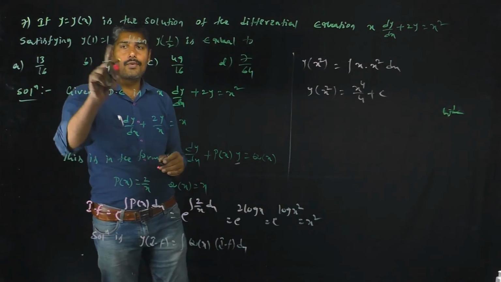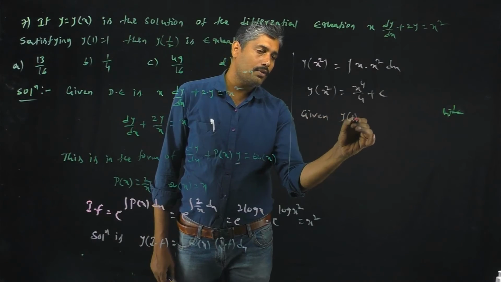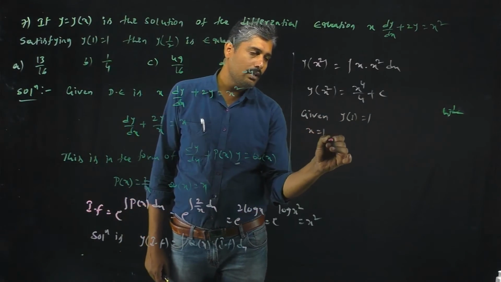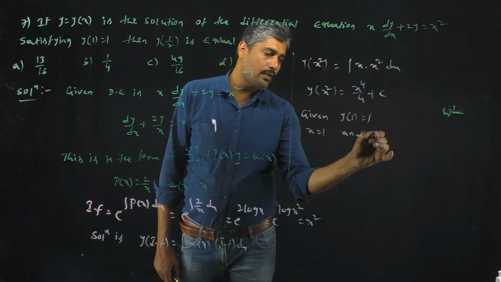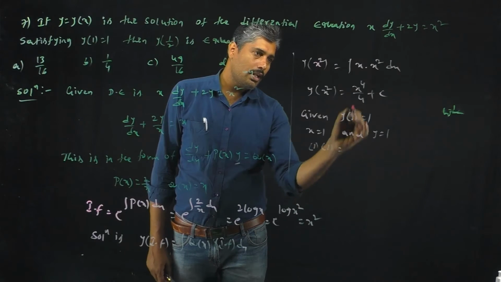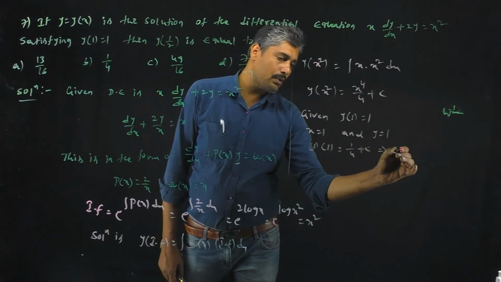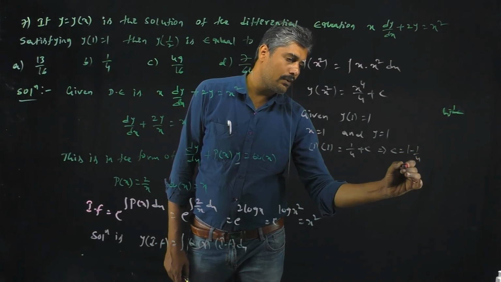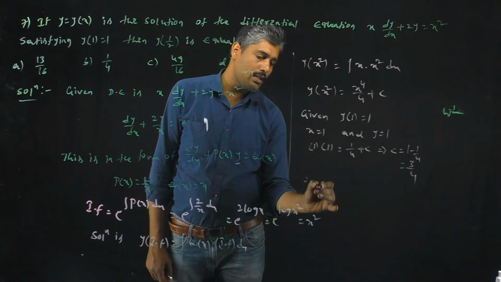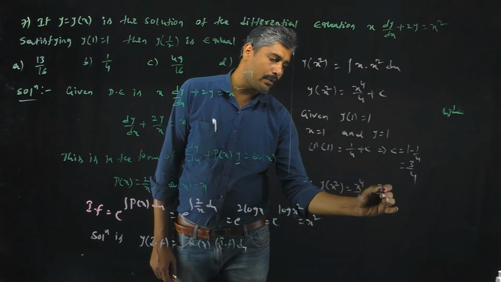Right, here y of 1 equal to 1. Given y of 1 equal to 1, where the function is y equal to y of x, here x equal to 1 and y equal to 1. Then 1 into 1 square is 1 equal to 1 power 4 by 4, that is 1 by 4, plus c. Therefore, c equals 1 minus 1 by 4, that equals 3 by 4. Therefore, the particular solution is y into x square equal to x power 4 by 4 plus 3 by 4.